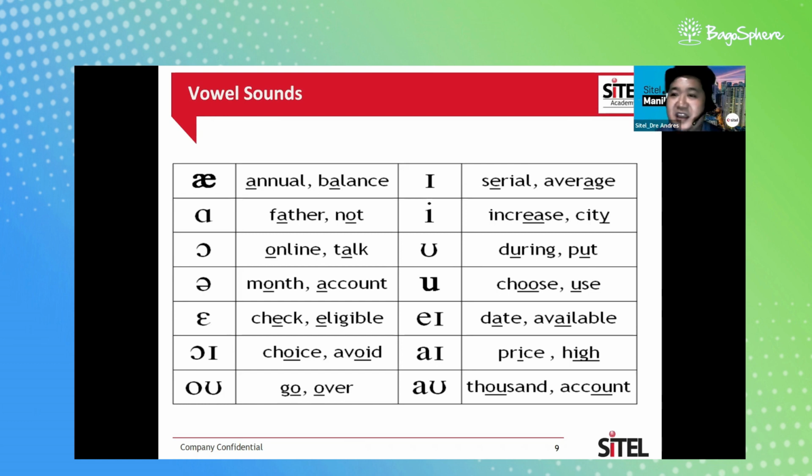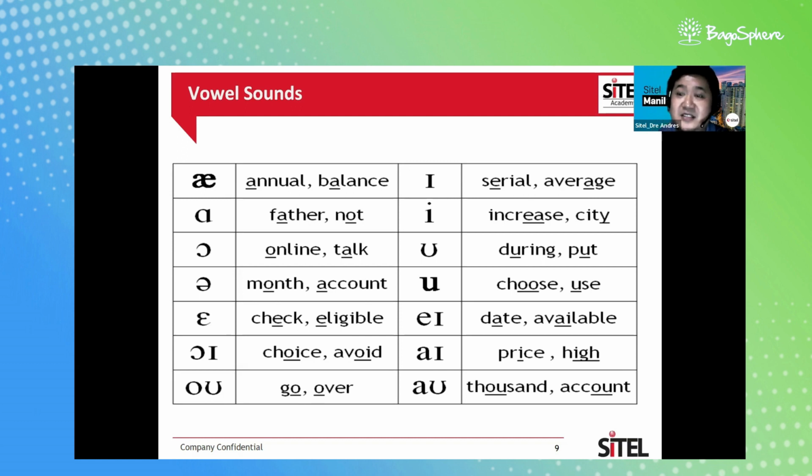Next on the list we have the short O sound. Short O is just the O. It's slightly pouted, but then you just produce the sound very short. And how do you say the words? Repeat the words after me. It's online. Talk. Very nice.